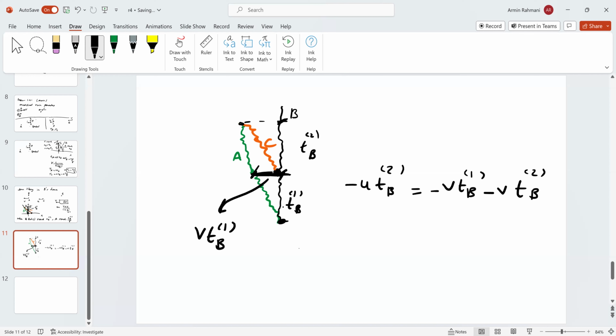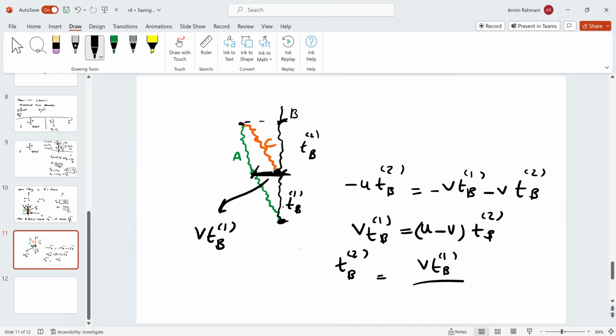So let's bring things to the same side. So VTB1 becomes U minus V. I take this to that side, TB2. Therefore, TB2 will be VTB1 divided by U minus V. All right, so there's going to be a bit of algebra to figure out what that is.